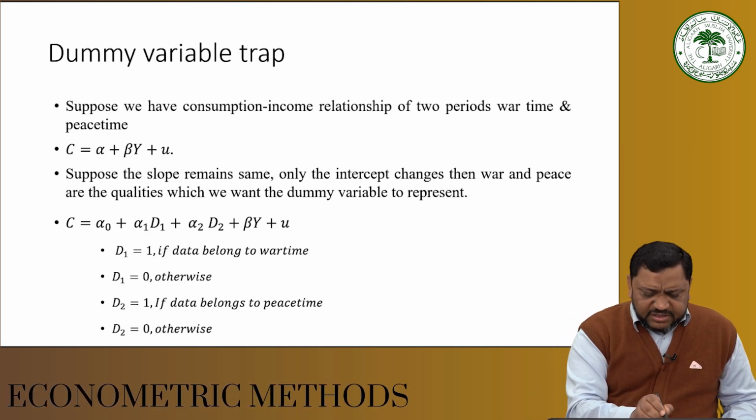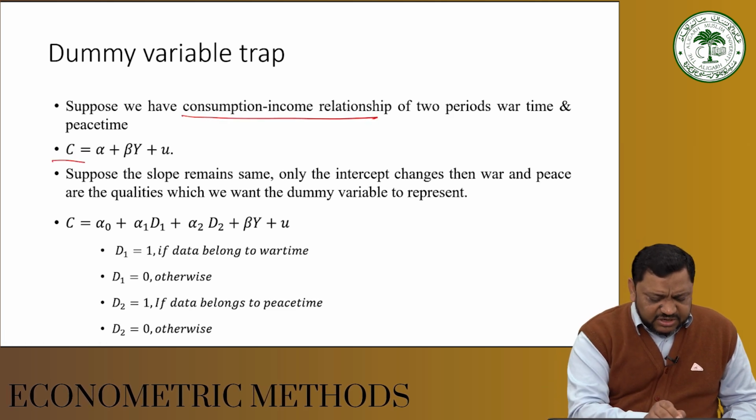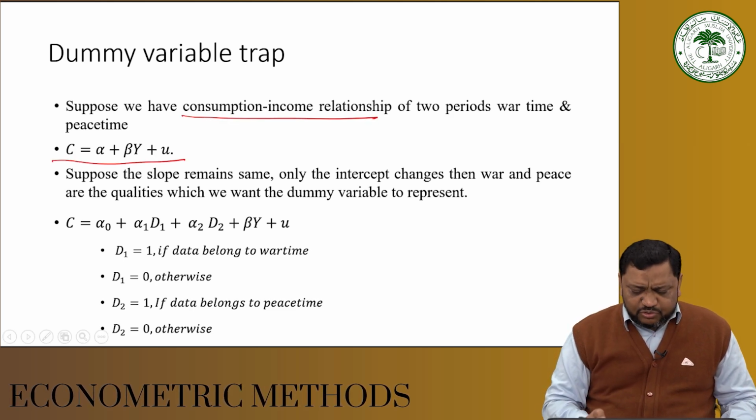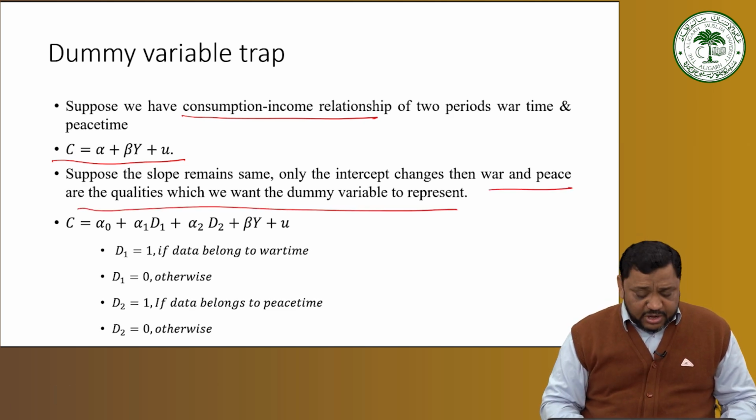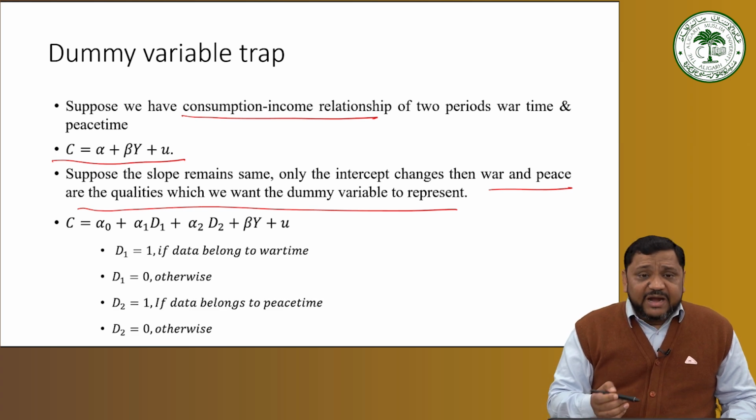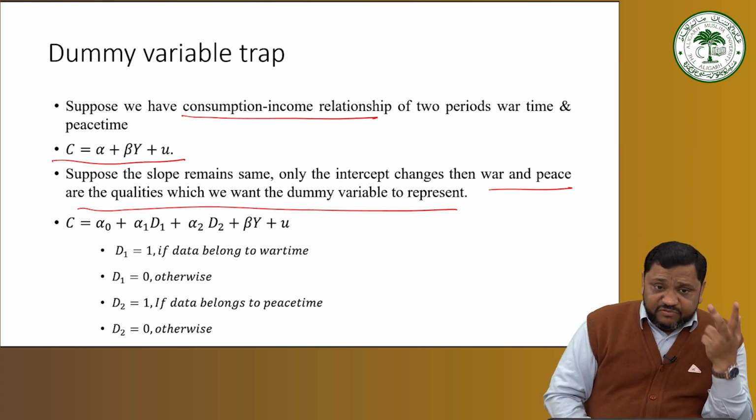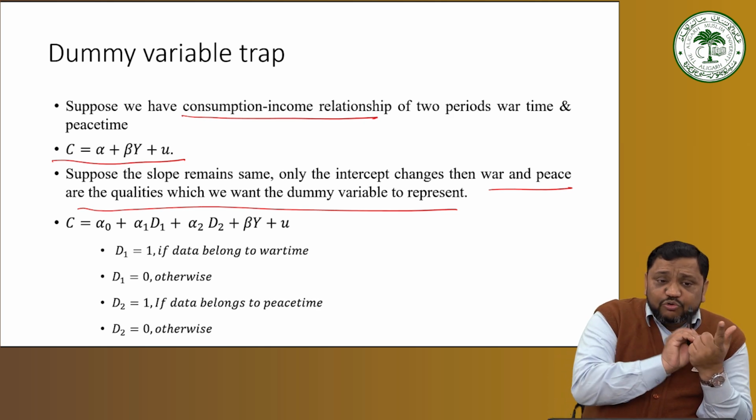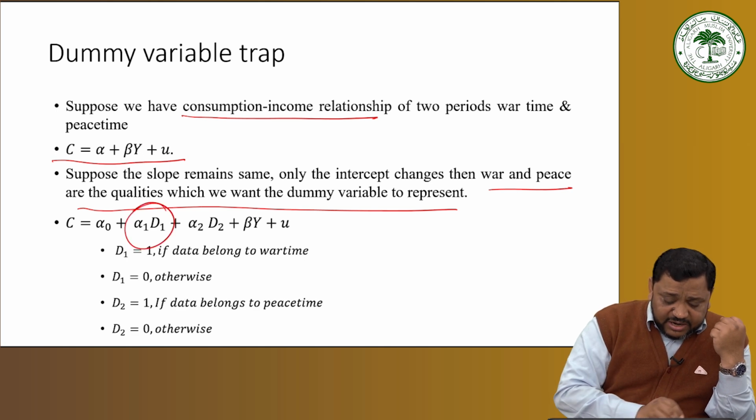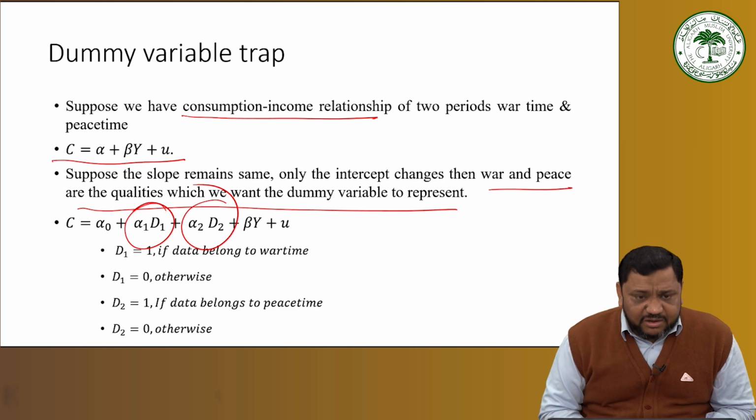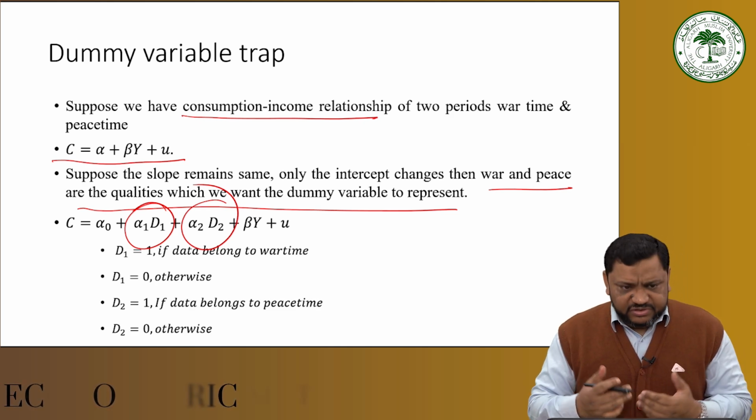Now we are again studying the consumption income relationship. You have C equals alpha plus beta Y plus u. Now suppose the slope remains the same and only the intercept changes, then war and peace are the qualities which we want the dummy to represent. If it was war time and peace time, there are two different categories, so we should use one dummy. But what we are doing here is creating one dummy for war time and one dummy for peace time. We are doing a wrong thing. We will see how it is wrong.